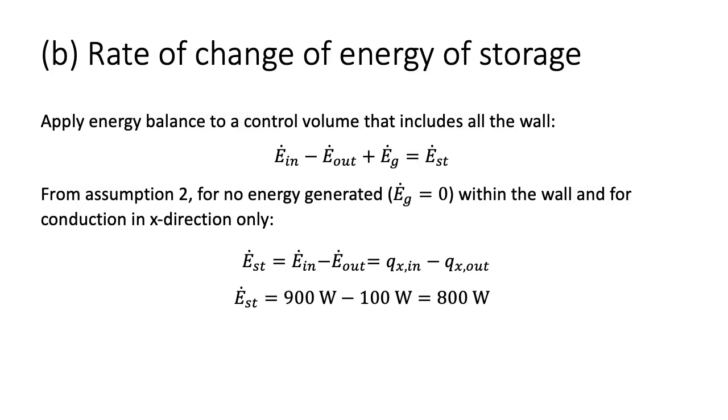For part B, to determine the rate of change of energy storage, we apply an energy balance to a control volume that includes the entire wall. By assumption 2, for no energy generation in the wall and for conduction only in the x direction, our equation reduces to the change in energy storage in the wall is equal to the difference between the rate at which energy goes into and out of the wall. Substituting in numbers, we find that at this instant, 800 watts of thermal energy is being deposited in the wall.